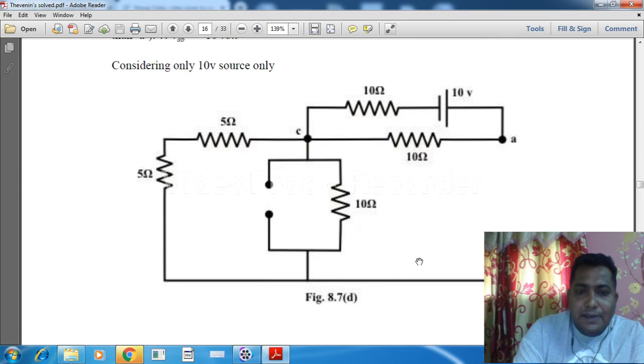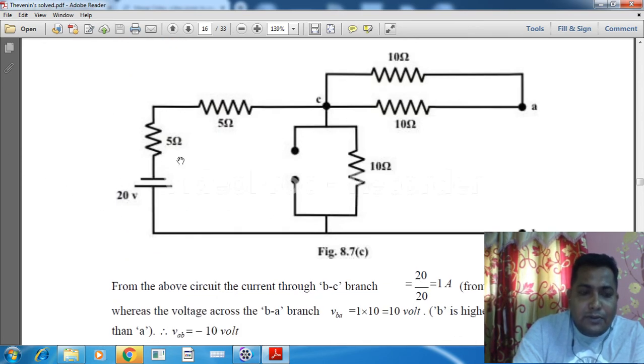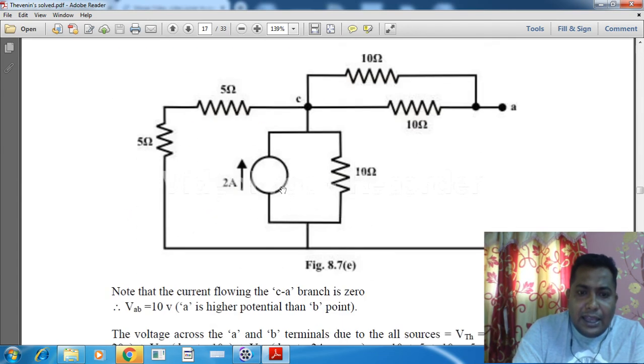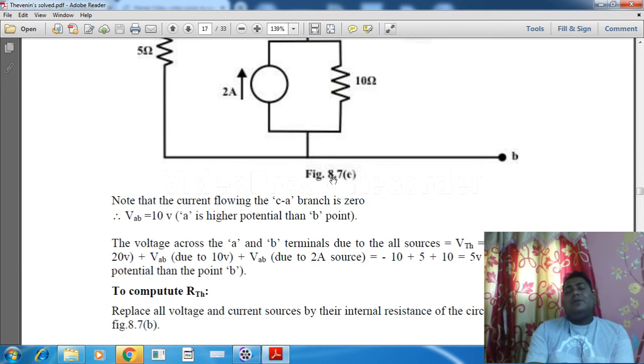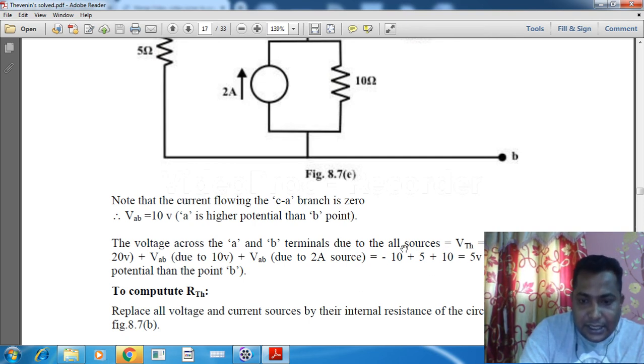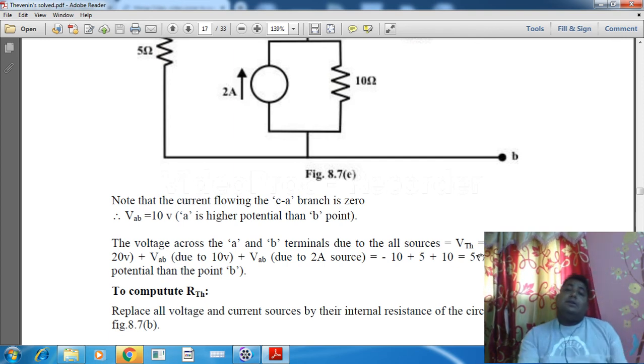Yes, just see. Here only the 20 volt is considered, here only the 10 volt is considered, and here only the 2 ampere is considered. In three cases we have found three different terminal voltages, and by adding those three terminal voltages we will get the VTH. There is minus 10 volt plus 5 plus 10, that will give us the total VTH of the circuit, that is 5 volt.